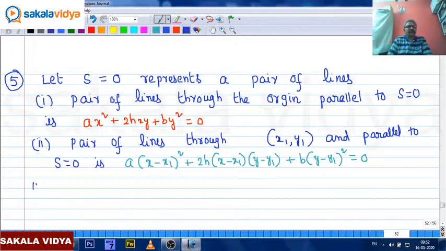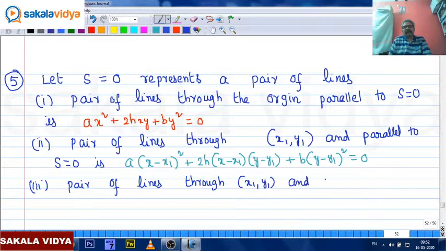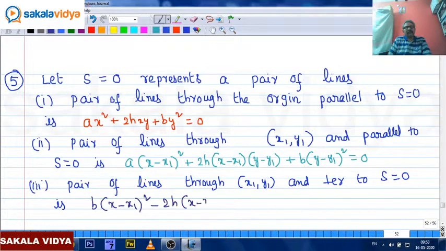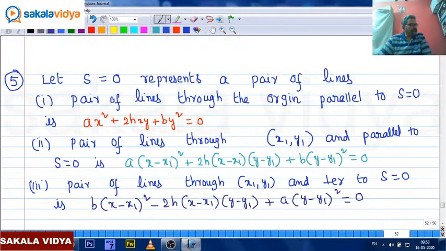Next, third point, the pair of lines through (x1, y1) and perpendicular to the pair of lines S is equal to 0 is b into (x minus x1) square minus 2h times (x minus x1)(y minus y1) plus a times (y minus y1) whole square is equal to 0.